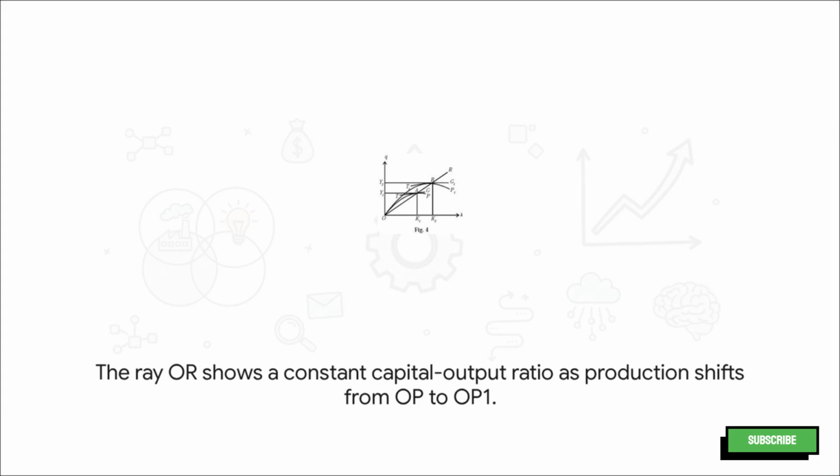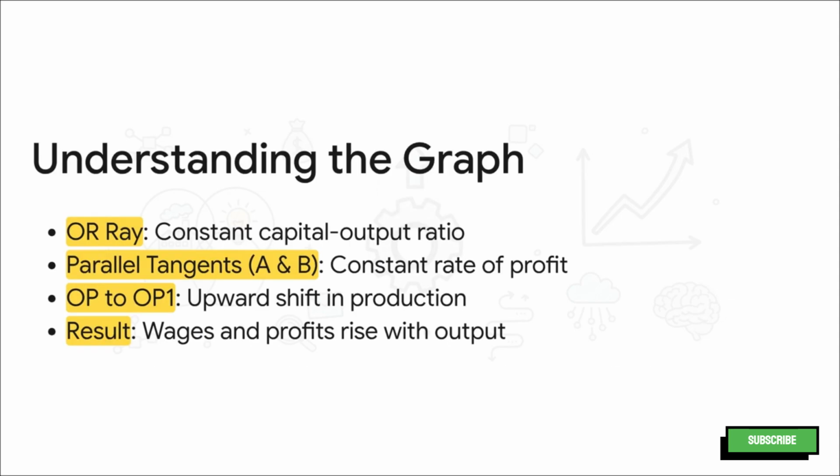And this graph shows it perfectly. Once again, production shifts up from OP to OP1. But look at that straight line, OR, shooting out from the origin. It passes right through point A on the old curve and point B on the new one. This tells us that at both of those points, the ratio of capital to output is exactly the same. And if you look really closely, you'll see the tangent lines at points A and B are parallel. What does that mean? It signifies a constant rate of profit. So this is a perfect Harrod-neutral change.